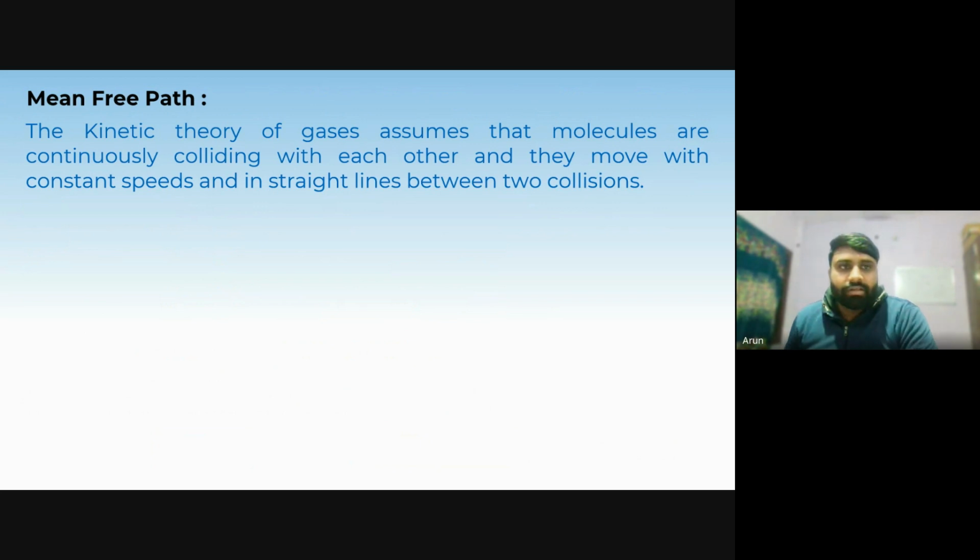The kinetic theory of gases assumes that molecules are continuously colliding with each other, so they move with constant speed. That is why the speed of a gaseous molecule is of the order of the speed of sound. But whenever there is a gas leak, it will take time to reach you. How and why? Because they are not moving in a single direction. They are moving in random directions and making continuous collisions. That is why they take time to reach us. Got it? Because they are not moving in a straight line.